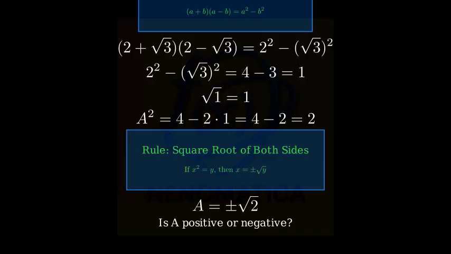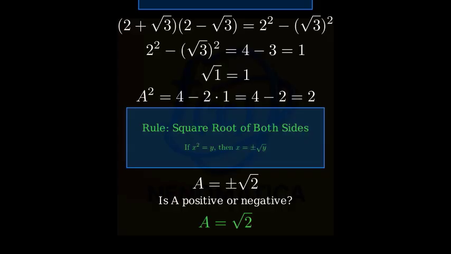Or we can note that since the first term, square root of 2 plus square root of 3, is larger than the second term, square root of 2 minus square root of 3, our answer a must be positive. Therefore, a equals the square root of 2. To verify our answer, we could substitute the square root of 2 back into the original expression and check if the equation is satisfied. But for now, we'll accept that our answer is correct.